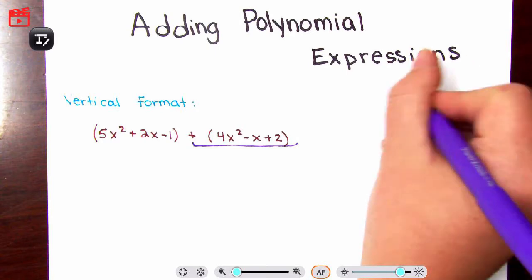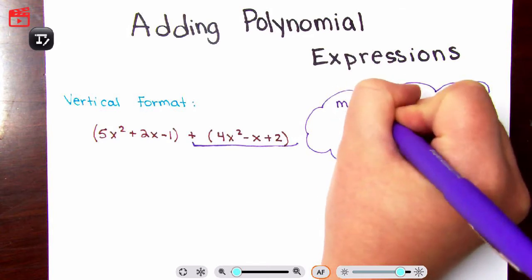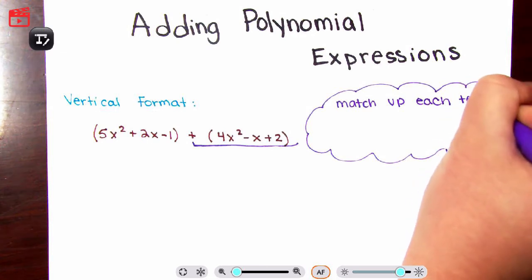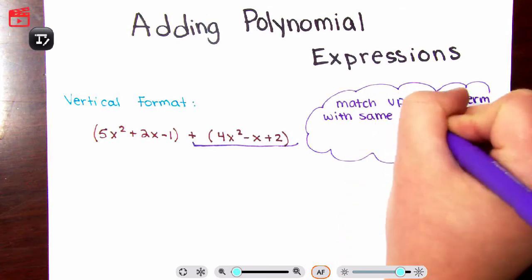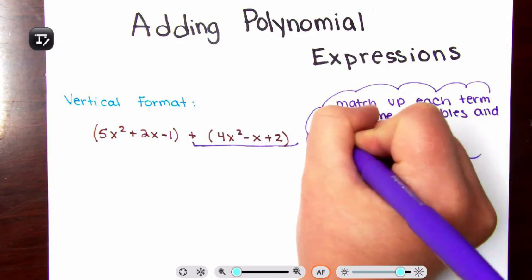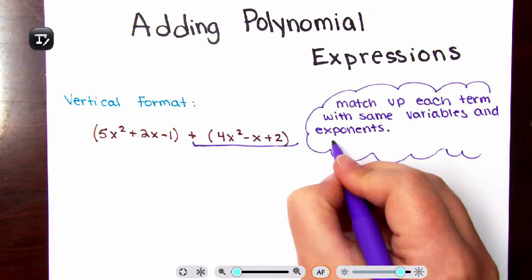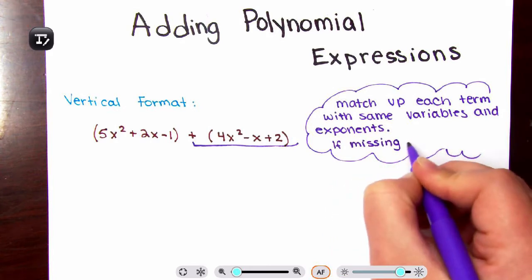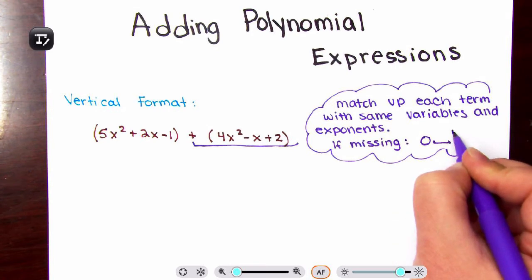So I'm going to do a thinking bubble here. Super important: match up each term with variables and exponents. If one is missing, we call this a placeholder. And you're going to write a placeholder as 0. You're going to put your variable and your exponent.